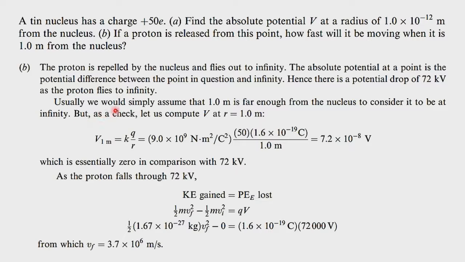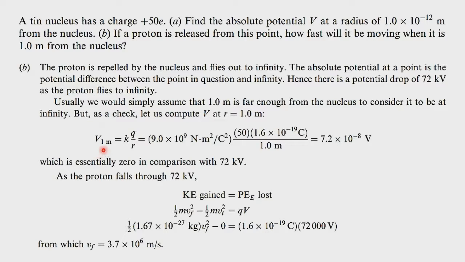And so we would simply assume that our infinity is at 1 meter. When we speak of 1 meter, this is only an assumption. Nobody knows where infinity will stop. So we will just indicate a 1 meter value from the nucleus to consider it to be infinity. So let us compute for V when our R, the distance from the nucleus, is at 1 meter. That is an assumption for our infinity.